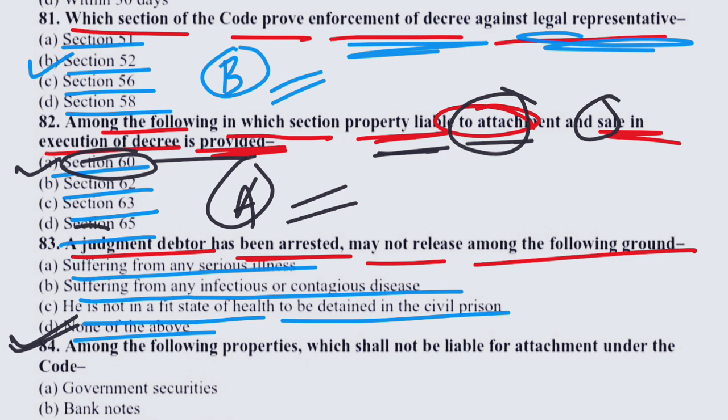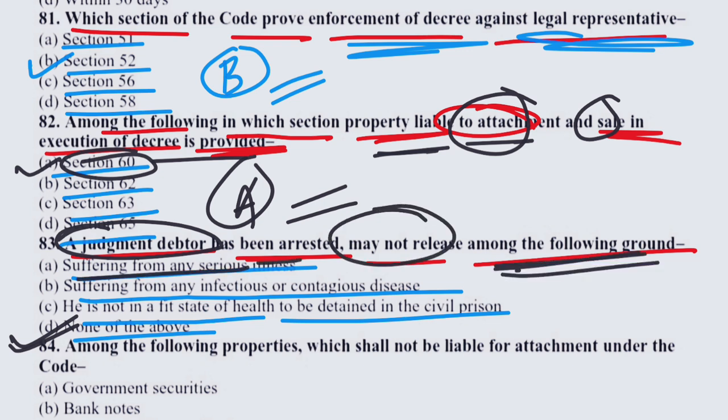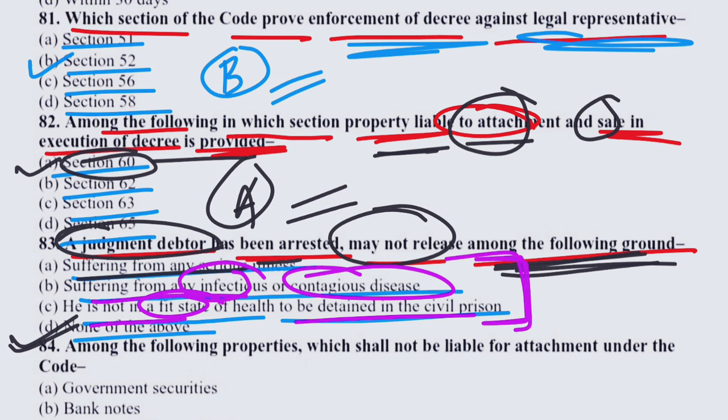Judgment debtor means the person against whom a judgment has been passed by the court. So the judgment debtor who has been arrested may not be released on which of the following grounds? Suffering from any serious illness, suffering from any infectious or contagious disease, and he is not in a fit state of health to be detained in the prison. That means in all these conditions he can be released. Okay, so in this case option D would be the correct answer.